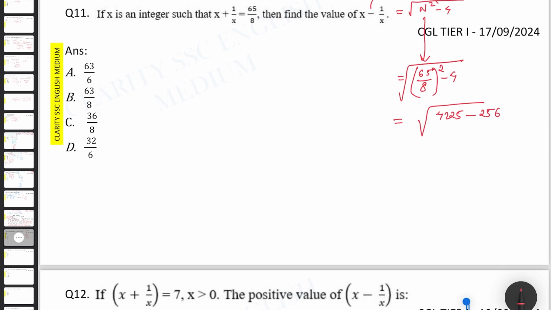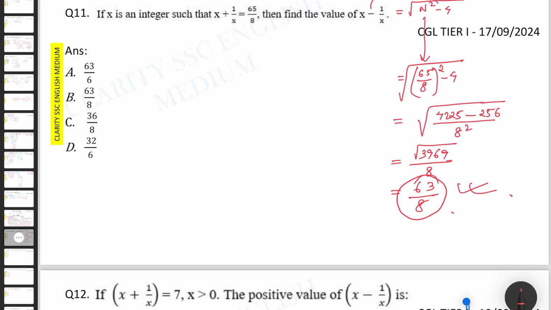It's 256. 4225 minus 256 divided by h square. I have written h square because it will be written in the form of 8 only. It's root over 9, 6, 9, 3, divided by 8. So 63 by 8 is the correct answer. B for banana.